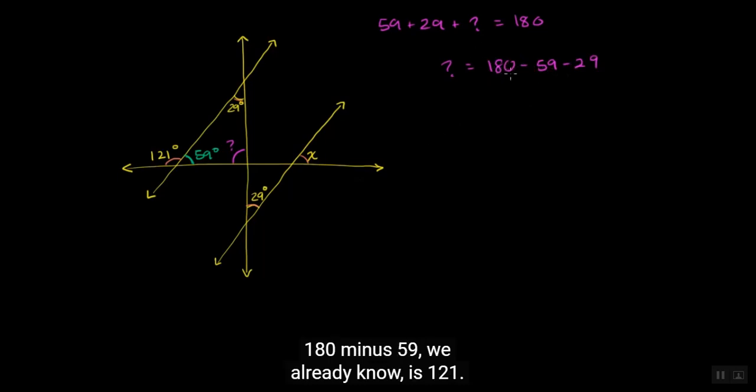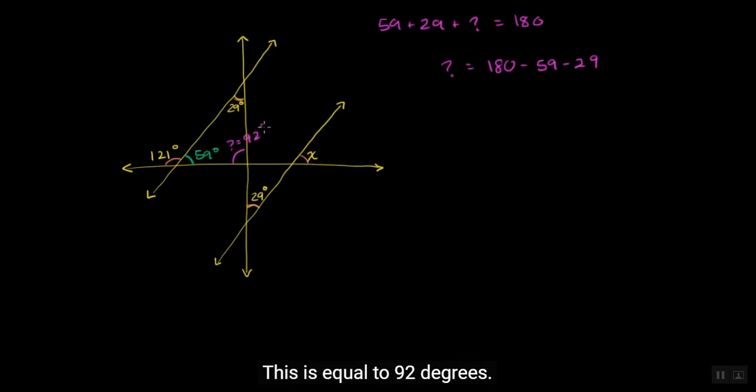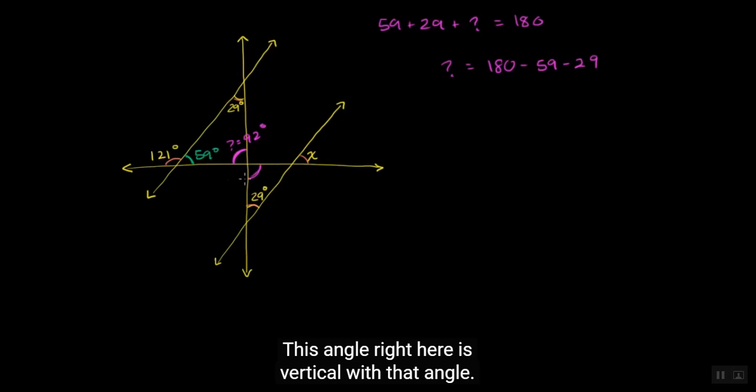Let's see, 180 minus 59, we already know is 121. And then 121 minus 29. So if you subtract just 20, you get 101. You subtract another 9, you get 92. So that's going to be equal to 92 degrees. Well, if this right here is equal to 92 degrees, this angle right here is vertical with that angle, so it is also going to be equal to 92 degrees.